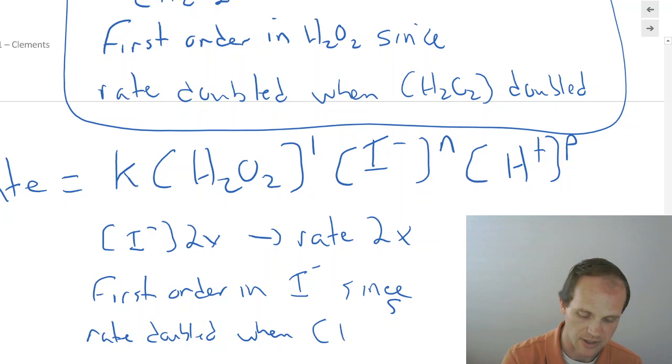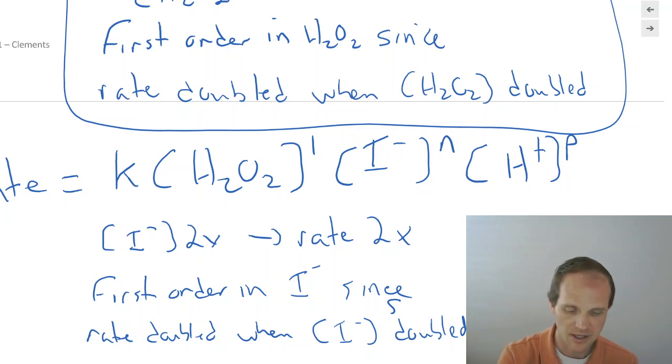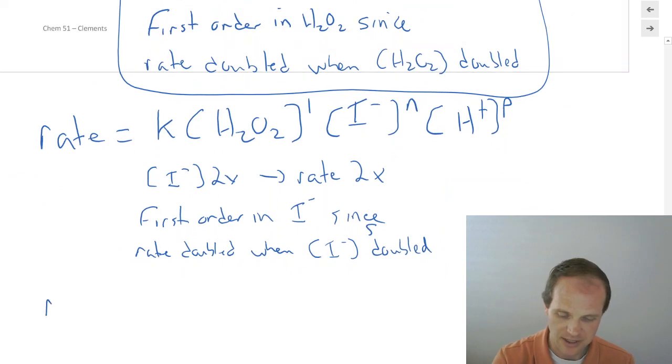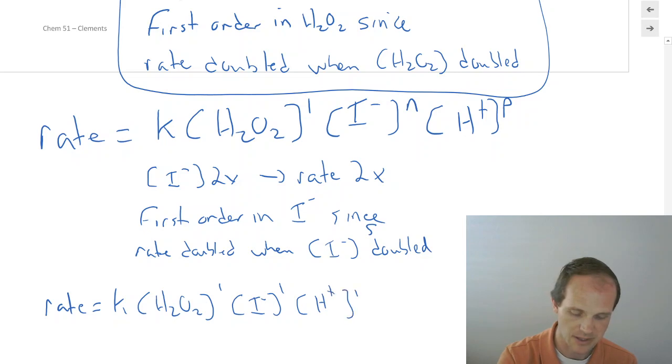when the concentration doubled. And again, this only works in the case where I minus is the only thing changing. If I picked one of those sets of experiments where 2 things are changing, I'd have to take into account 2 things at the same time. Totally doable, but a little harder. All right, so we now know that our rate is K H2O2 to the first, I minus to the first, and H plus to the P. We just got to figure out P.